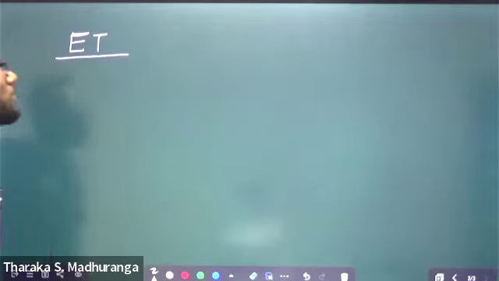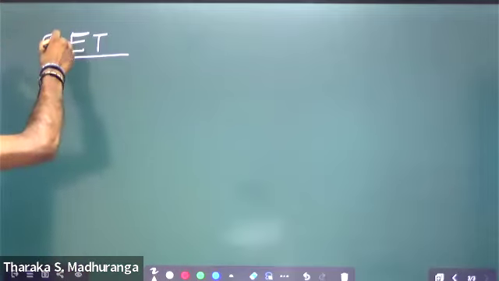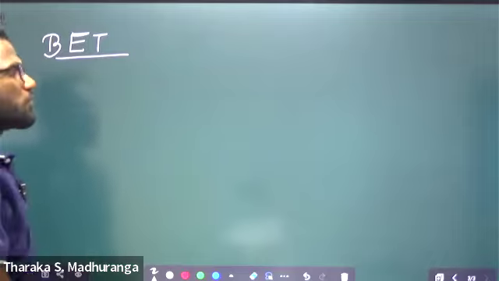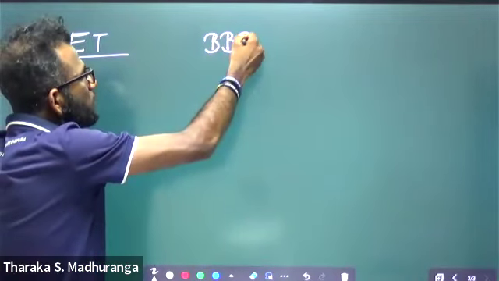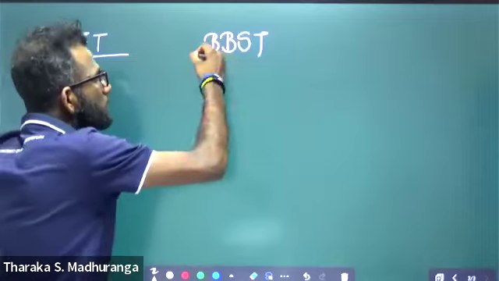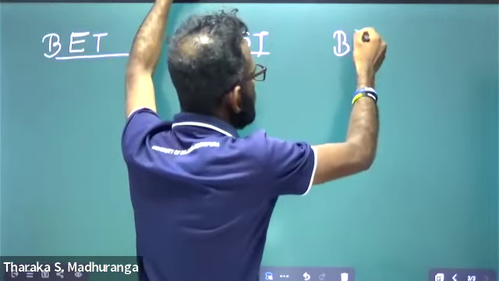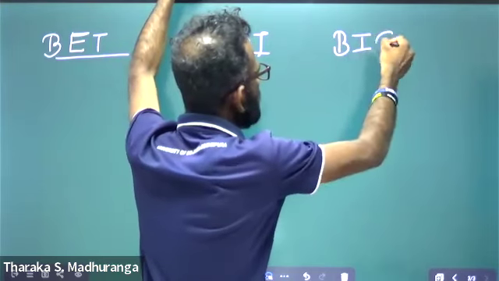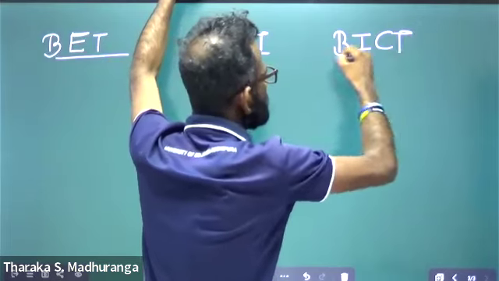In government universities, the first one is Bachelor of Engineering Technology, which we call BET. The second one is Bachelor of Biosystem Technology, BBST. The third one is Bachelor of Information Communication Technology, BICT.